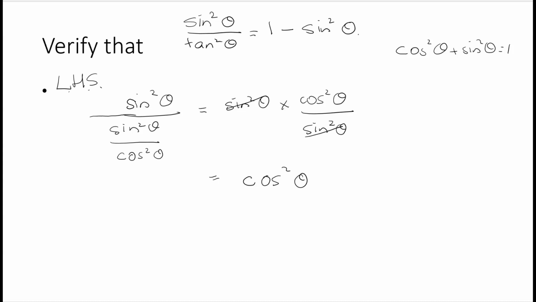Not exactly what we were looking for until we remember that from the very important trig identity, cos squared theta equals 1 minus sine squared theta. So our left-hand side equals our right-hand side. That's what we were trying to do.